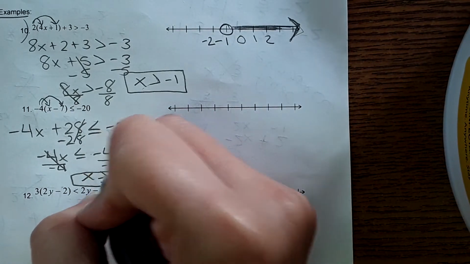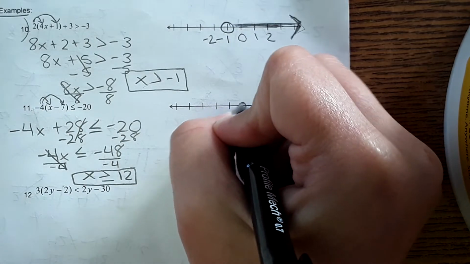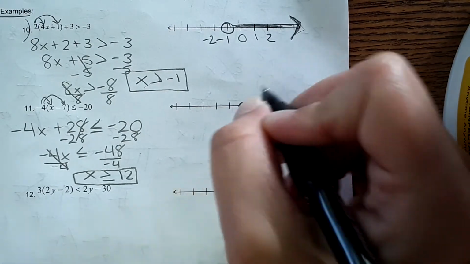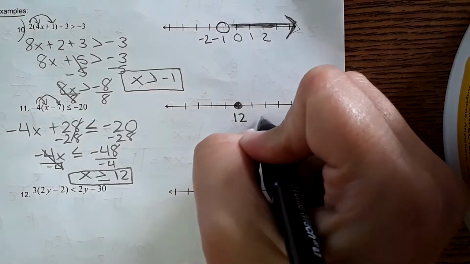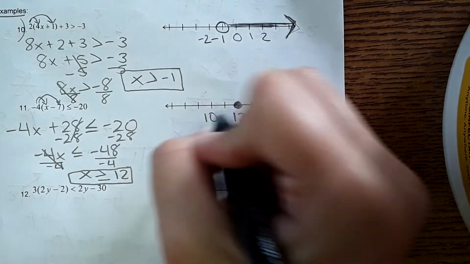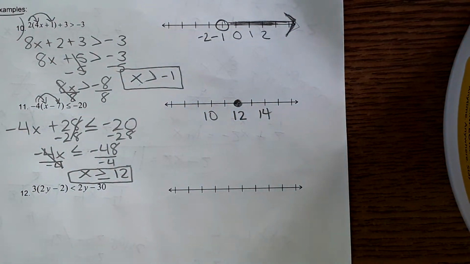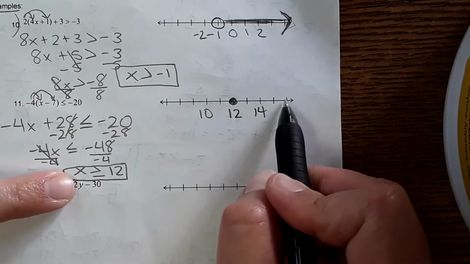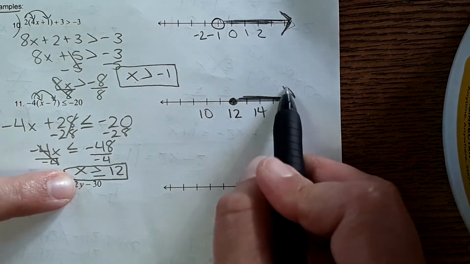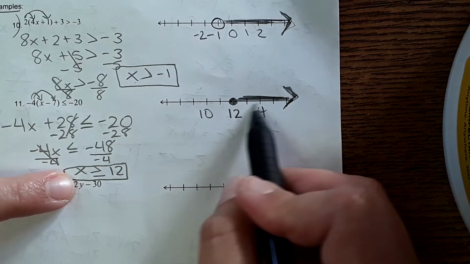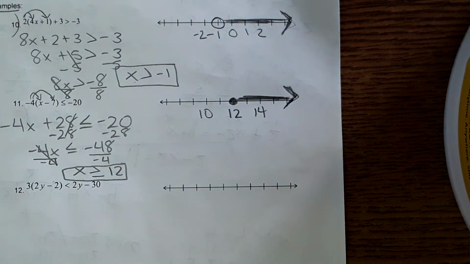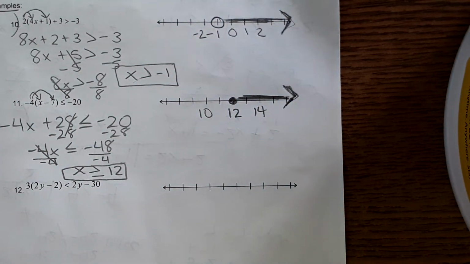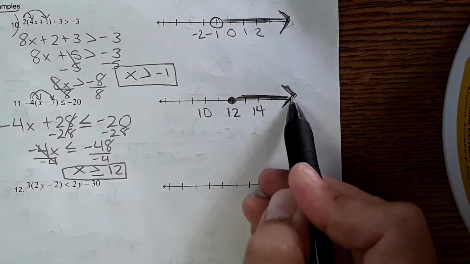So because it has a line under it, I need a closed dot on 12. You can number your number line, honestly, however you like, as long as it's consistent. And when you say this out loud, x is greater than 12, so it would go this way to all the numbers greater than 12. So all of these numbers are possible solutions to this inequality. And then you can check and make sure that this arrow matches this one.